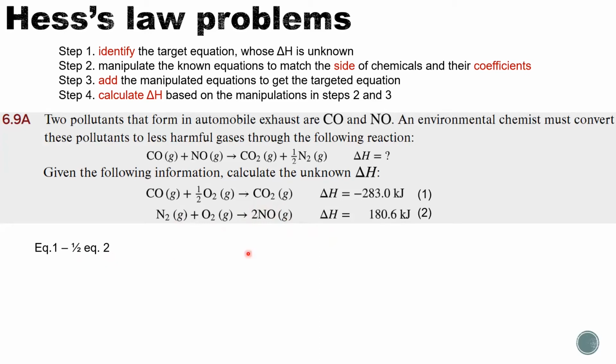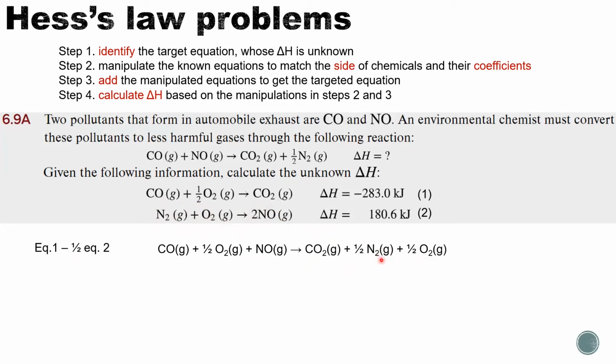Okay, so we can write it out. Equation 1 is CO plus half oxygen to produce CO2. And we need to half the equation 2. So first we have half N2 plus half oxygen to produce 1 NO, right? And we need to minus equation 2, so we need to flip them around. On the left, we need to plus 1 NO, and on the right, we need to plus half nitrogen and half oxygen here.